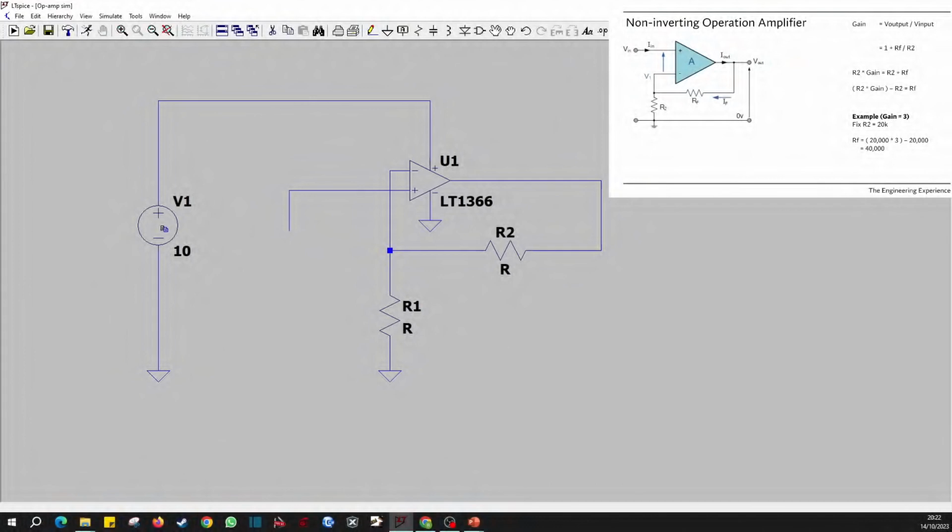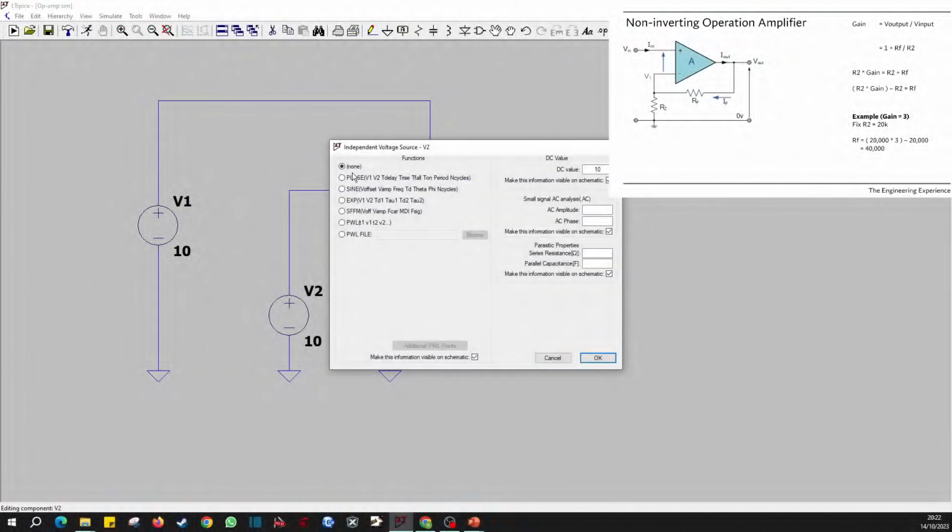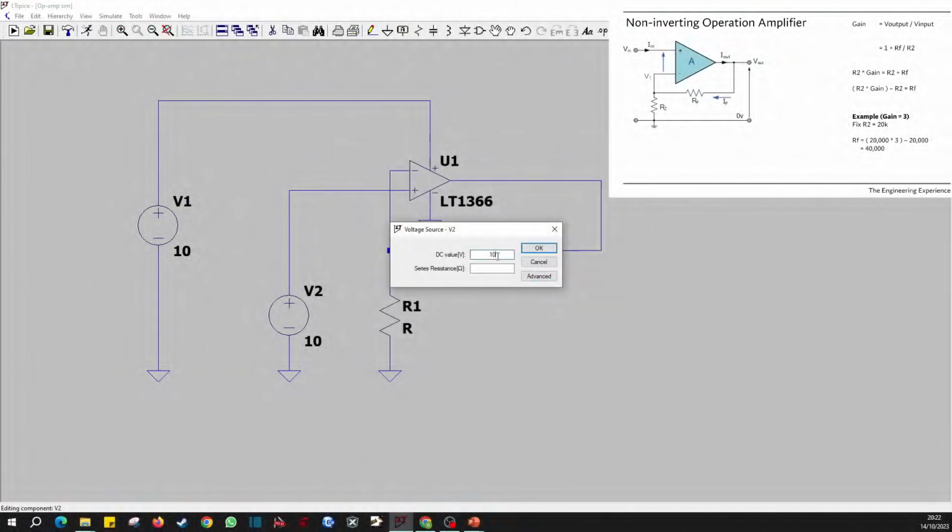We need a secondary source to produce our input signal. So I'm just going to copy the first power source and change the voltage to, let's start off with a value of 1 volt DC. So this circuit, although you can see it's slightly different because of the way the pins are, is the same as you see on the schematic.